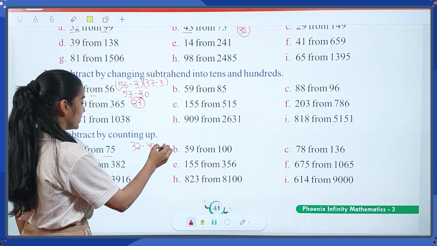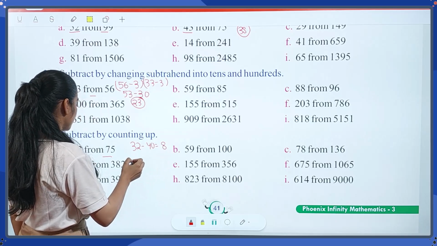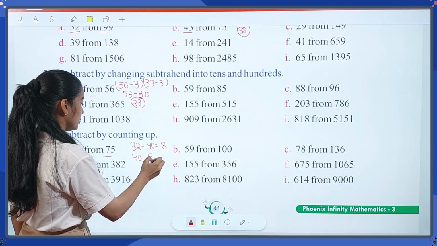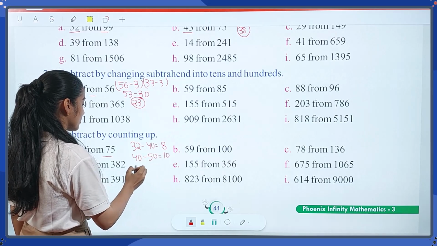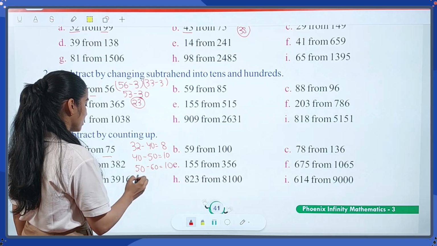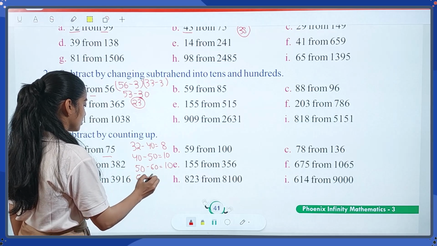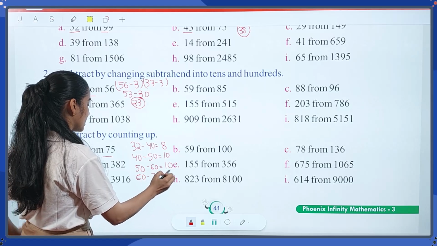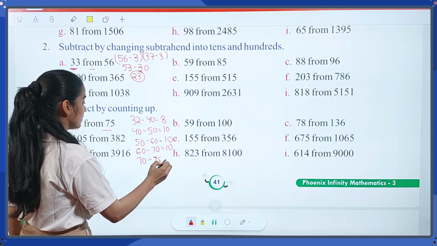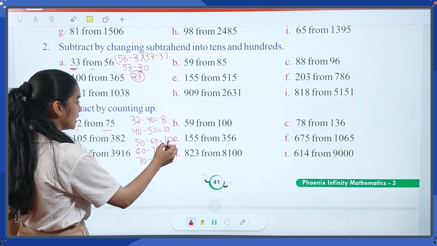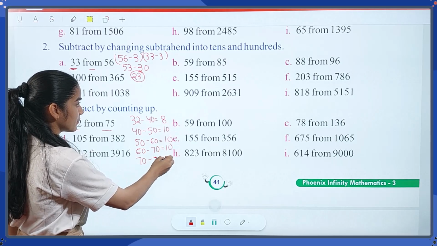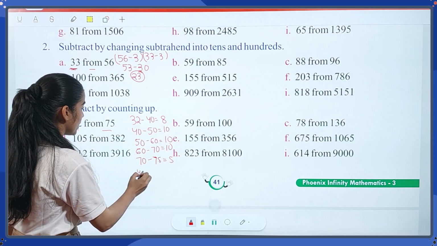Total we have 8 numbers, and 40 to 50, 10 numbers, 50 to 60, 10 numbers, 60 to 70, 10 numbers, 70 to 75, 5 numbers. 10, 10, 10 is 30, 30 plus 8 is 38, 38 plus 5 is 43. So total we have 43.